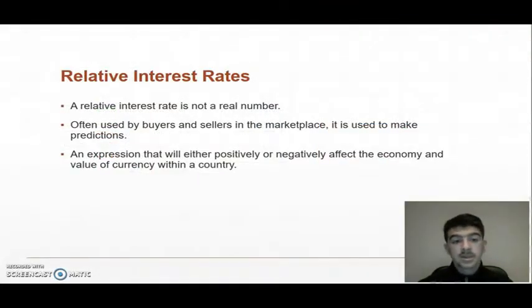The second indicator, which is the relative interest rate, is not a real number. It is often used by buyers and sellers in the marketplace to make predictions. It's an expression that will either positively or negatively affect the economy and value of a currency within a country.